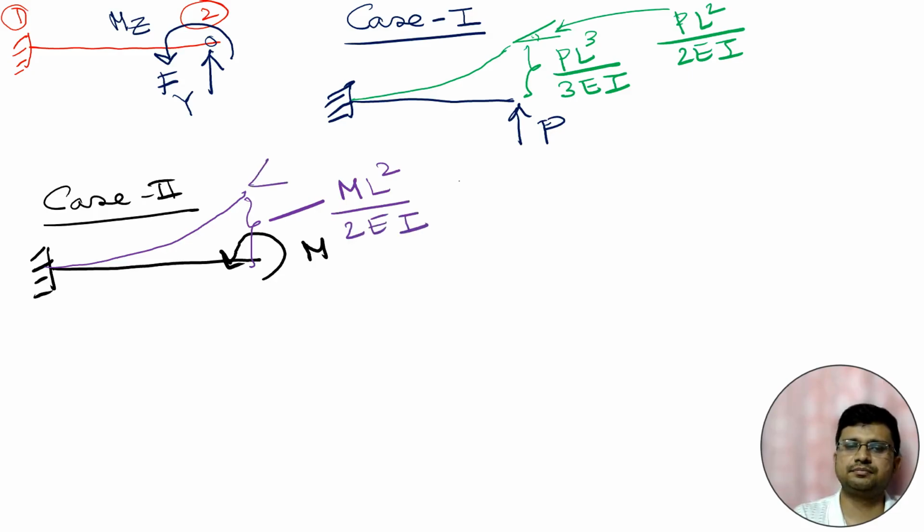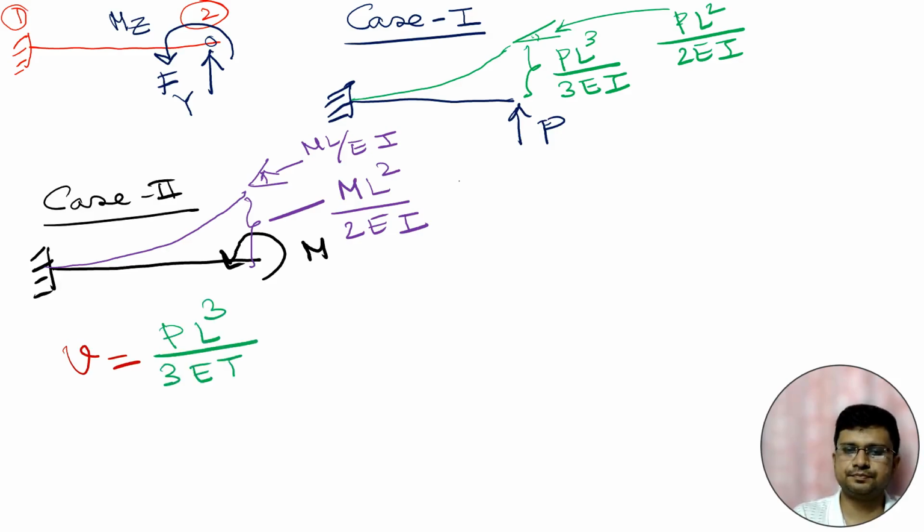And the slope will be ML by EI. This slope or rotation is anti-clockwise in direction. And for our particular problem, we are considering anti-clockwise movement and anti-clockwise rotation both as positive. So this will be the force and this will be the displacement. Now what will be the total displacement? Total displacement V will be equal to PL cube by 3EI plus ML square by 2EI. This is from case 1 and this is from case 2.